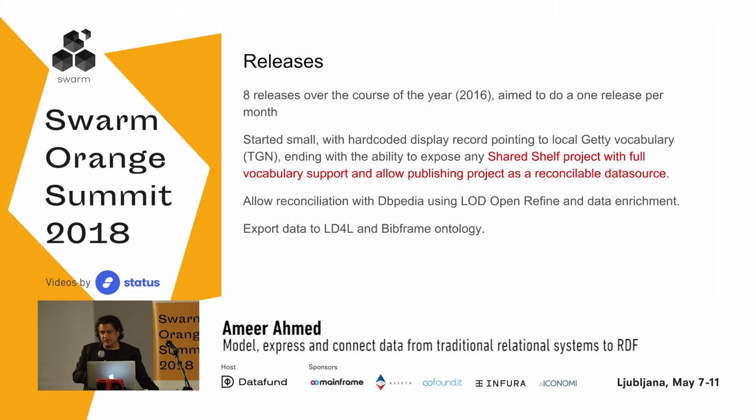Over the course of a year, we did about 8 releases. We tried to do 1 release a month, but it didn't really work out that way. It was essentially taking baby steps, starting with something very small, a simple flat data set, which is a display record, and pointing to a local instance of a vocabulary. And then ending the year with full-blown Shared Shelf support.